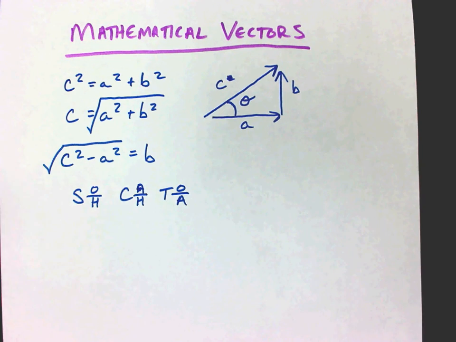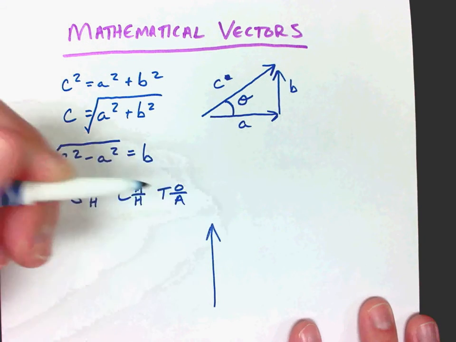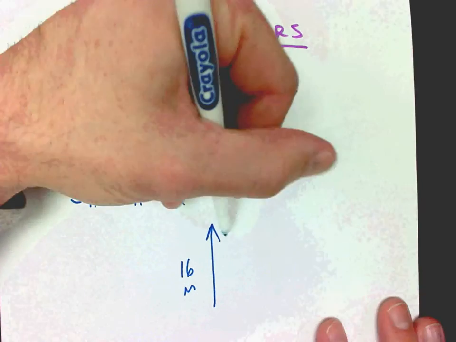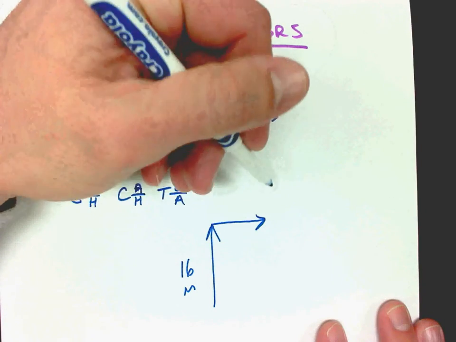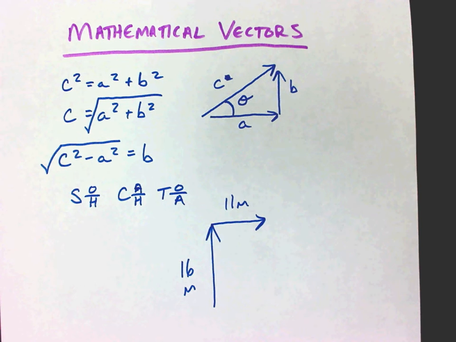Let's just say we've got somebody that's walking north. Let's just make up numbers here. Let's call it 16 meters north. And then let's have them turn east and walk 11 meters east. And maybe that's the end of the problem. It just wants the resultant displacement.